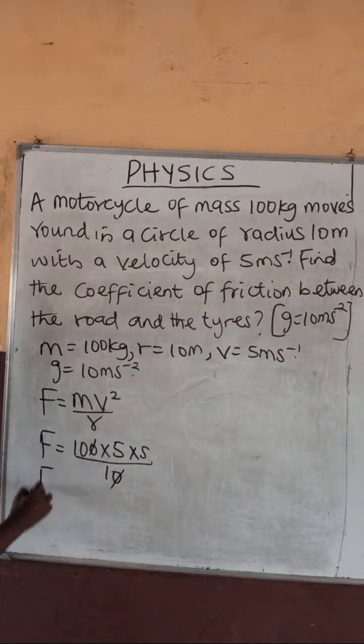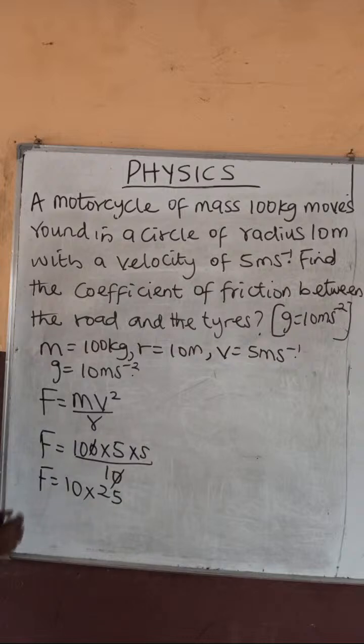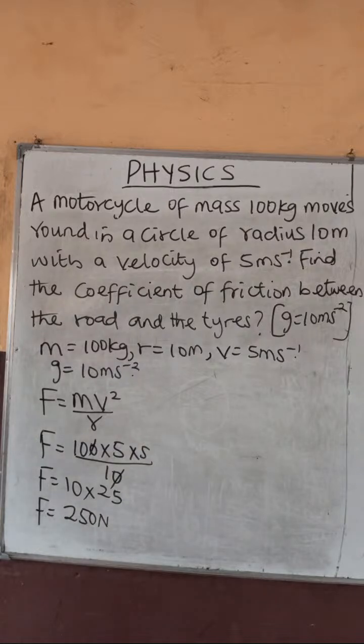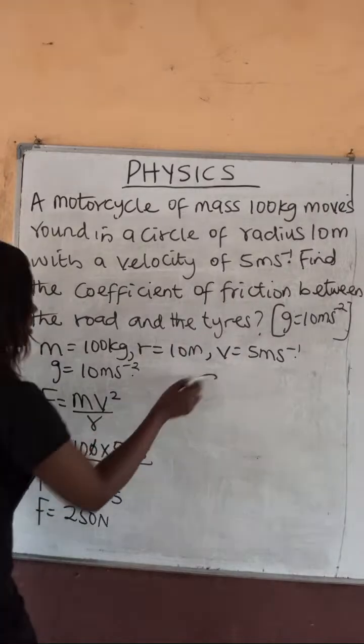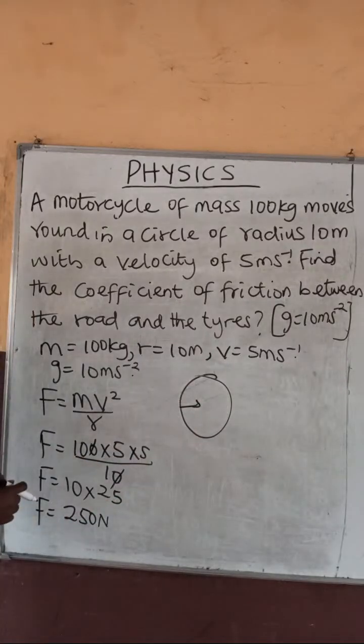Now we are left with F is equal to 10 times 5 times 5, which is 25. Now go by saying 10 times 25, I'm going to have 250 Newton. Right? Now, which force did I find? This is frictional force because it's the force of opposition. As the body is moving, this frictional force is taking it towards the center of the circle. So this is the frictional force. This is centripetal force. Okay?